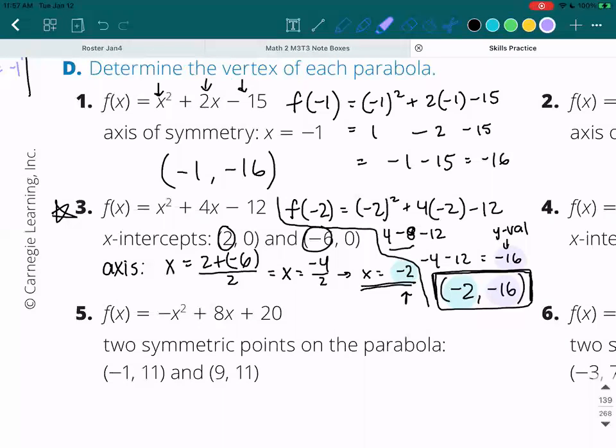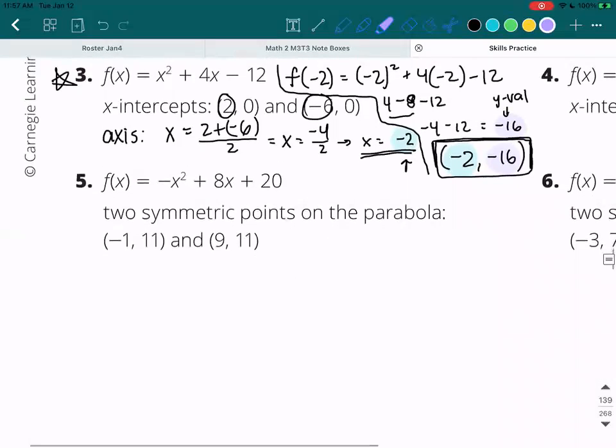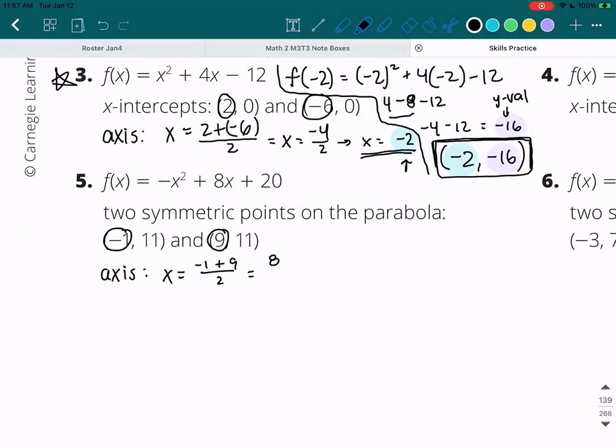Let's do number 5. So I'm going to scroll a little bit. There we go. For number 5, we have that equation, 2 symmetric points on the parabola. So remember, when you have 2 symmetric points, we want to find the axis. So I'm just going to write axis of symmetry like that, just axis. X equals, we're going to add our two x values, -1 plus 9, and divide by 2. So -1 plus 9 is going to be 8. We're going to divide it by 2, which gives us 4. So our axis of symmetry is x equals 4.